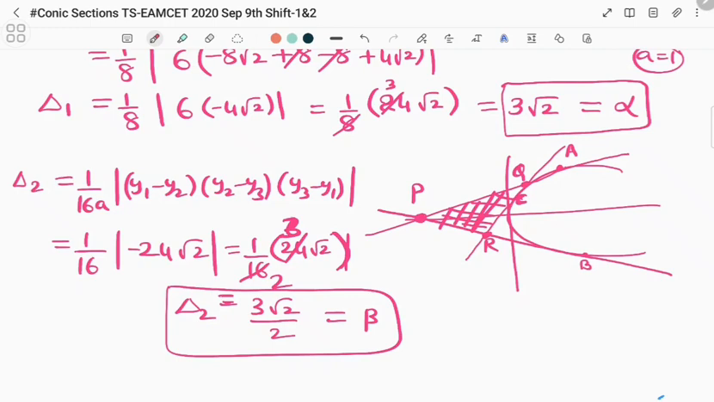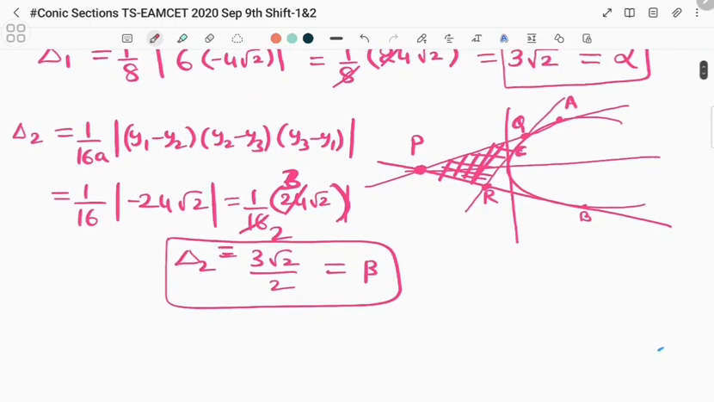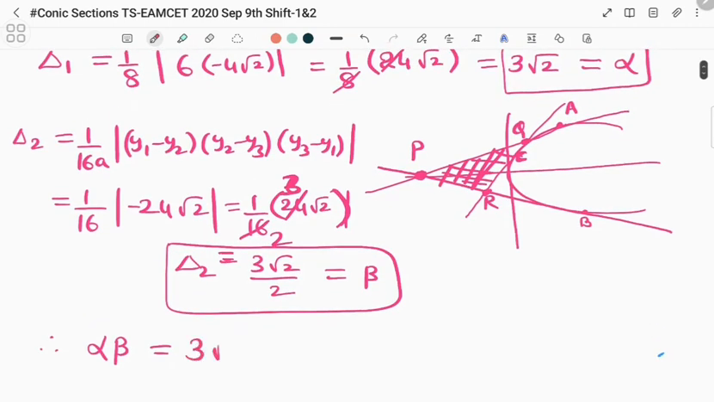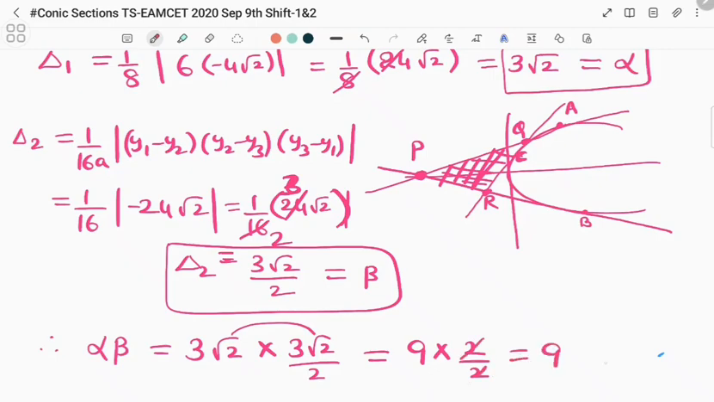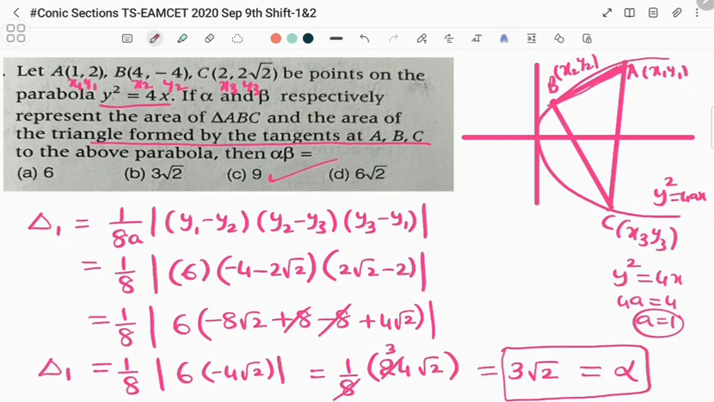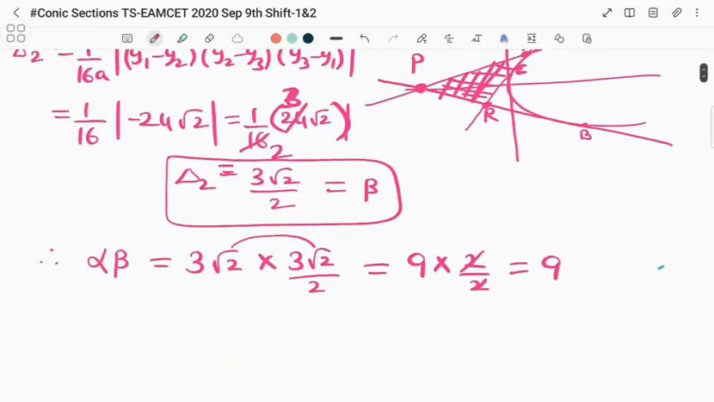So they are asking ultimately alpha into beta. Therefore alpha into beta is equal to alpha value 3 root 2 into beta value 3 root 2 divided by 2, which is root 2 into root 2 is 2, 3 threes are 9, into 2 divided by 2. So 9. The answer for the given question is 9. It is there in the third option. We'll move on to the next question, dear students.